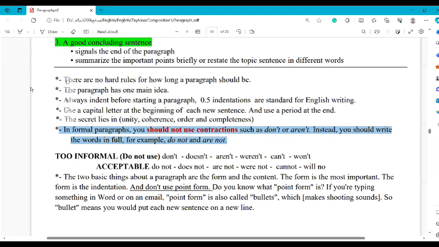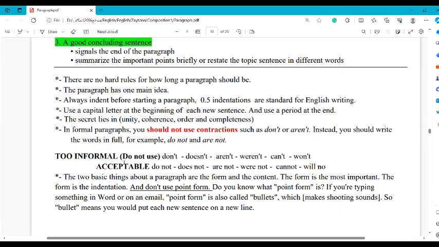In formal paragraphs, you should not use contractions such as don't or aren't. Instead, you should write the words in full, for example, do not and are not. Thank you so much. Informal, because formal means رسمي, okay? And the opposite of it, عكسه, means informal. This is the opposite of the word formal.